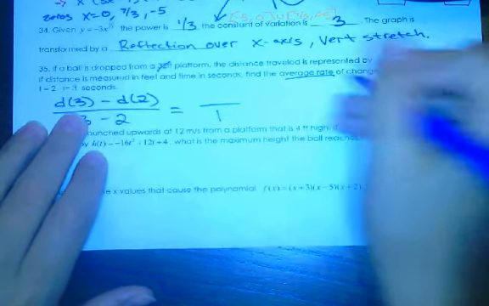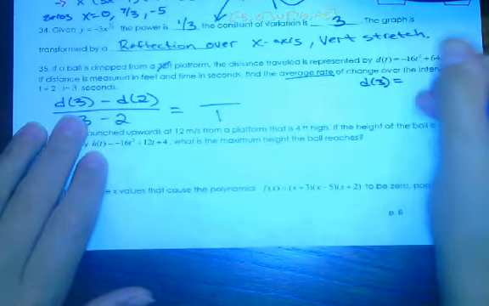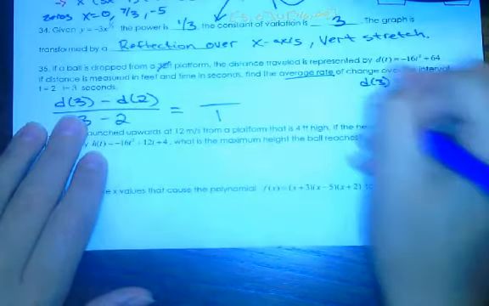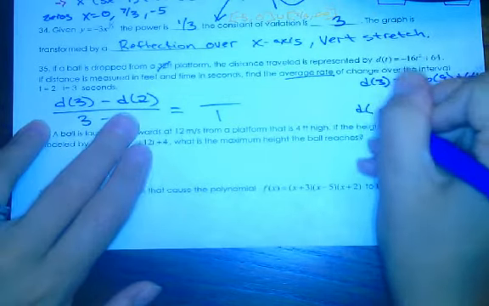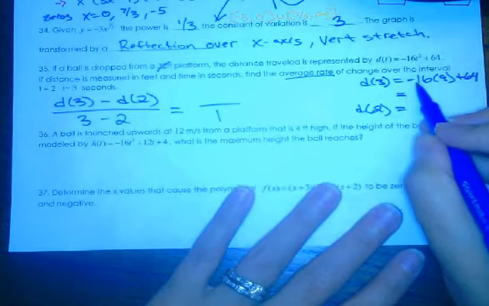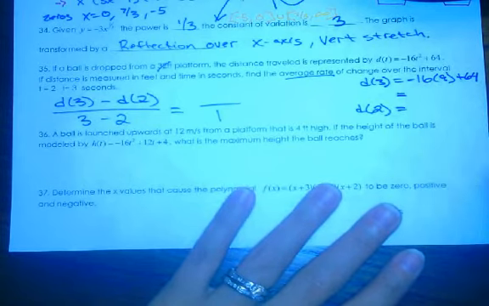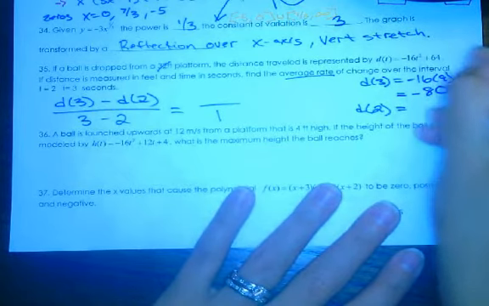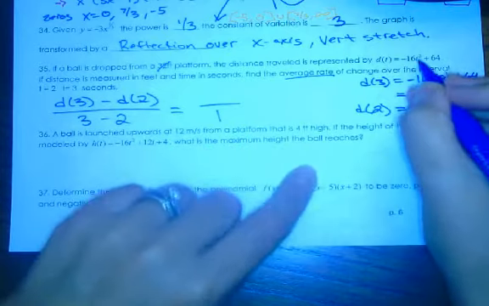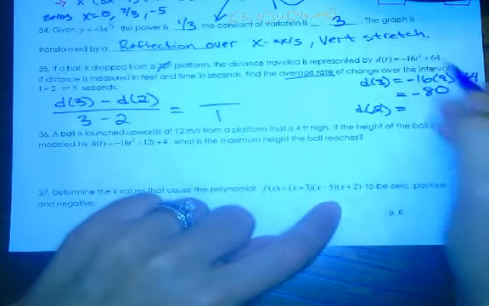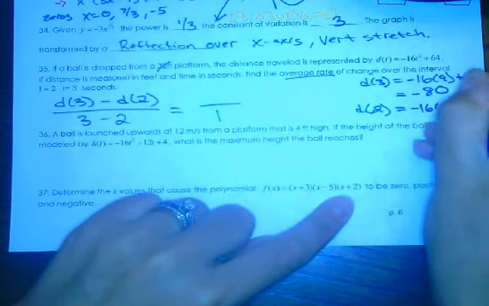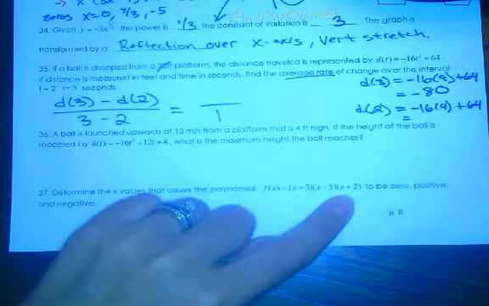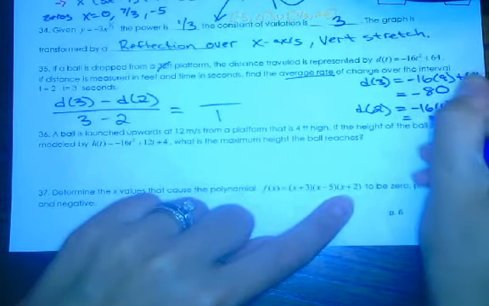So if you needed to do some side work, d of 3 is going to be -16 times 9 plus 64. And then we also need to figure out what is d of 2. Okay? So you have -144 plus 64. That gives you -80. Okay? And then when you do the same thing with a 2, 2 squared is 4. So you have -16 times 4. So that's -64 plus 64. Okay, so that should give you a 0.